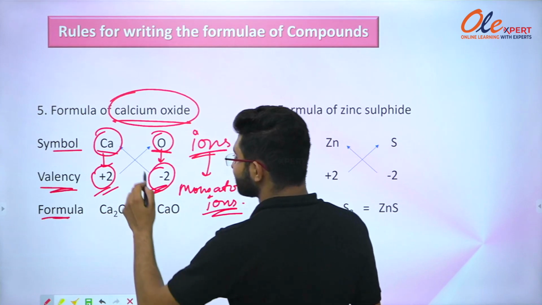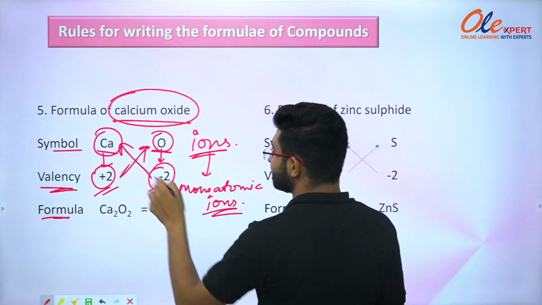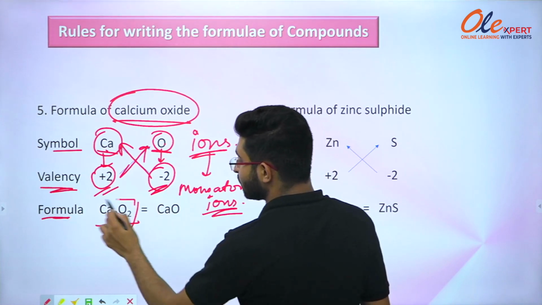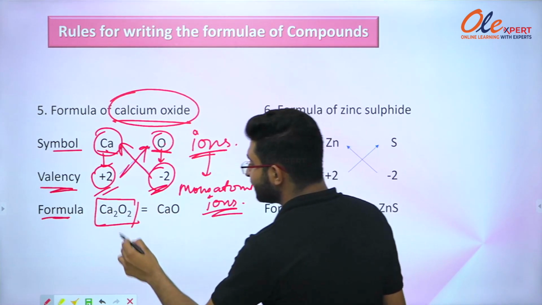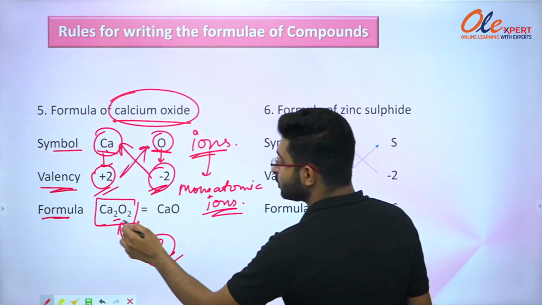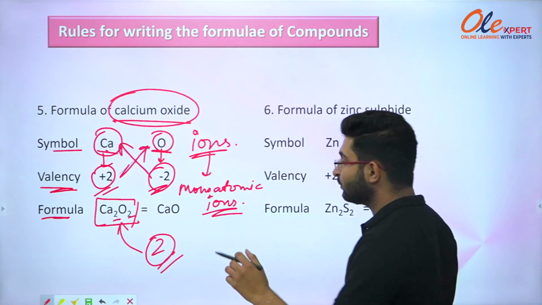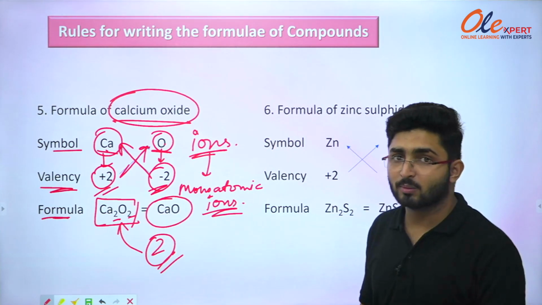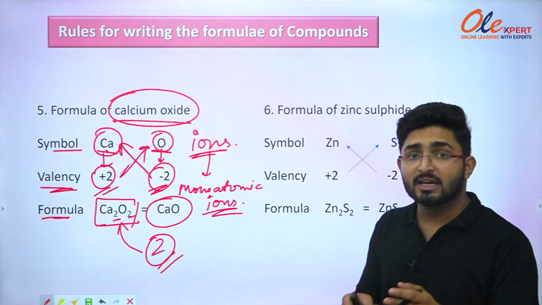Then, after interchanging the charges with the ions, the formula becomes Ca2O2. And you can see here that the common factor is 2. Then you will divide 2 and 2 by 2, okay, and then you will get the answer as CaO, that is calcium oxide. The final formula for calcium oxide is CaO.